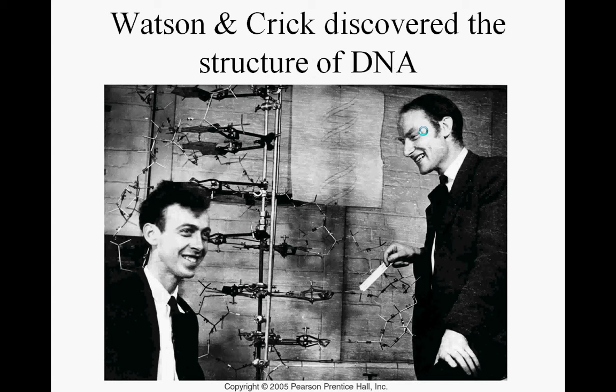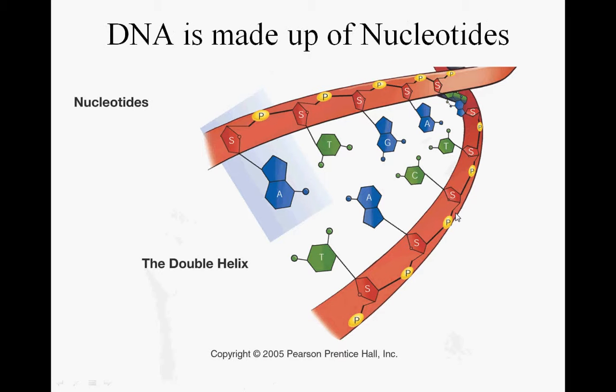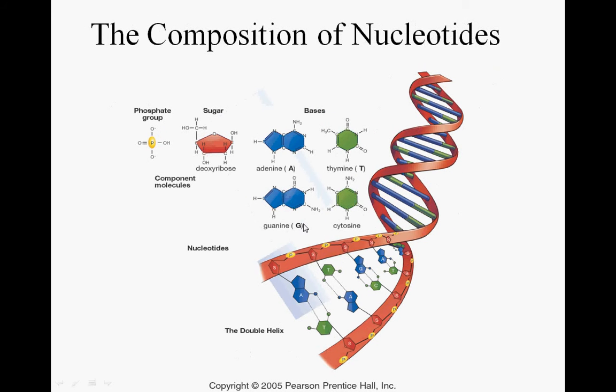First of all, one thing that you need to know is that Watson and Crick discovered the structure of DNA. Be familiar with those names. Watson and Crick, those were the two guys responsible for discovering the structure of DNA. You learned a long time ago that nucleic acids are a group of macromolecules, and that DNA and RNA fall into that group, deoxyribonucleic acid. They're made up of nucleotides, and DNA takes the shape of a double helix.